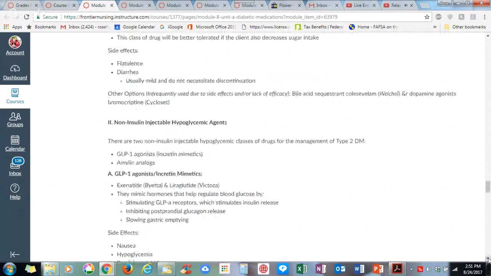Other options would be a bile acid sequestrant, colesevelam, which is Welchol, and a dopamine agonist, bromocriptine, which is Cycloset.